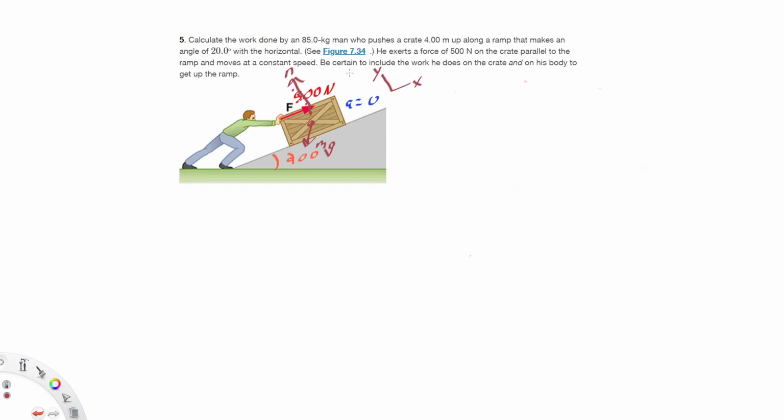So the question says, be certain to include the work he does on the crate and on his own body in order to get up the ramp. So let's view this M as the mass of the crate and the mass of the person. How do we know it's no friction? You're right, we don't.